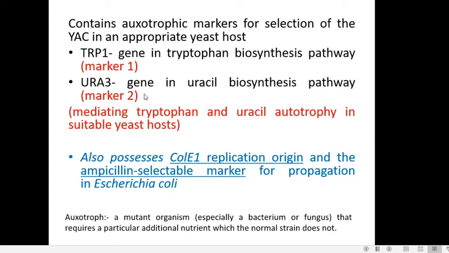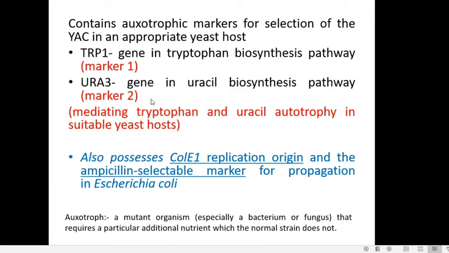Similar is the action of the URA3 gene, which is involved in uracil biosynthesis. For this, what you do is select a mutant yeast cell as host cell which lacks the ability to synthesize uracil on its own, and you make a medium which is deficient in this particular metabolite. So what happens? In the presence of the URA3 gene in YAC, the transformed cell will grow in the medium, but the non-transformed cell will not grow.